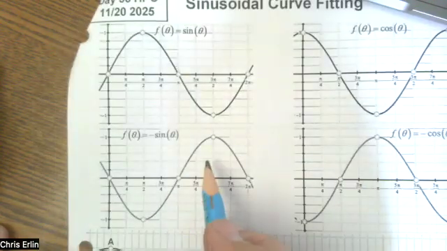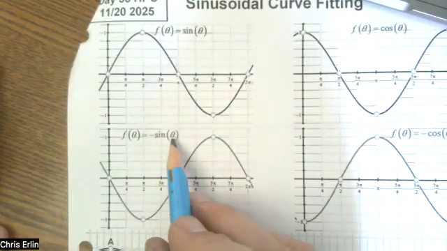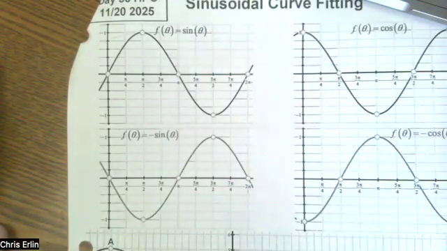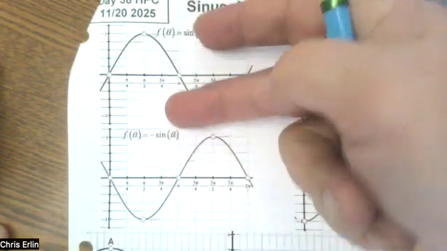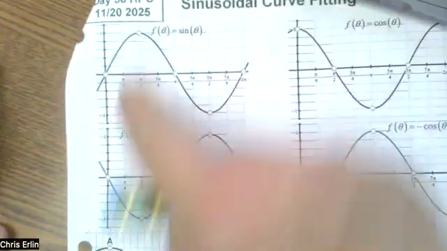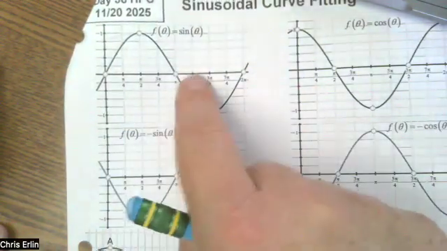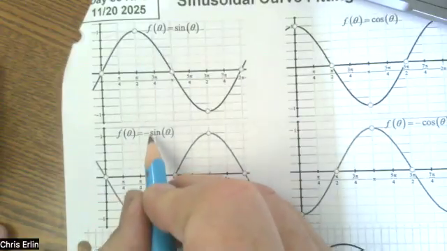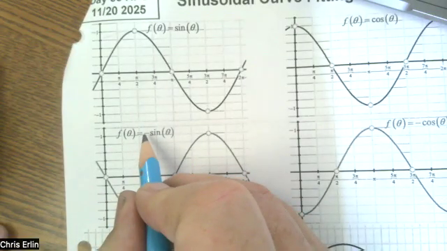I've also introduced the idea of a negative sign. When you put a negative out front of a function, what happens to it? It reflects over the x-axis. So this whole shape has reflected down. Instead of this being a max, it becomes a min. Instead of this being a min, it becomes a max. It also means that your amplitude now has a negative sign in front of it.